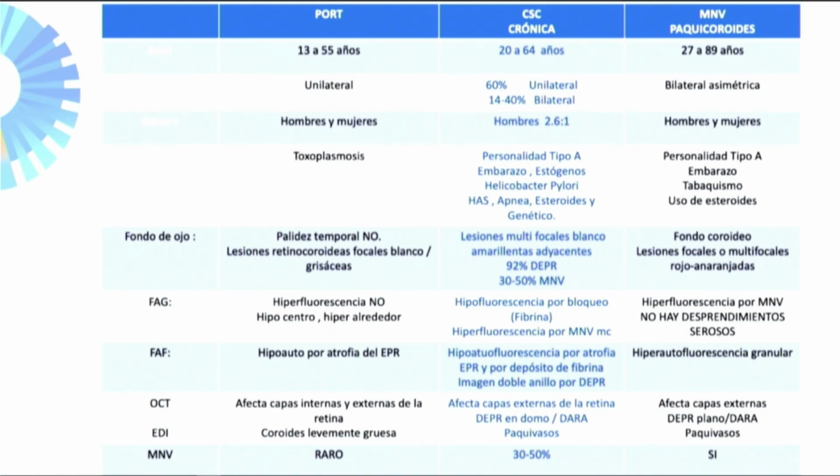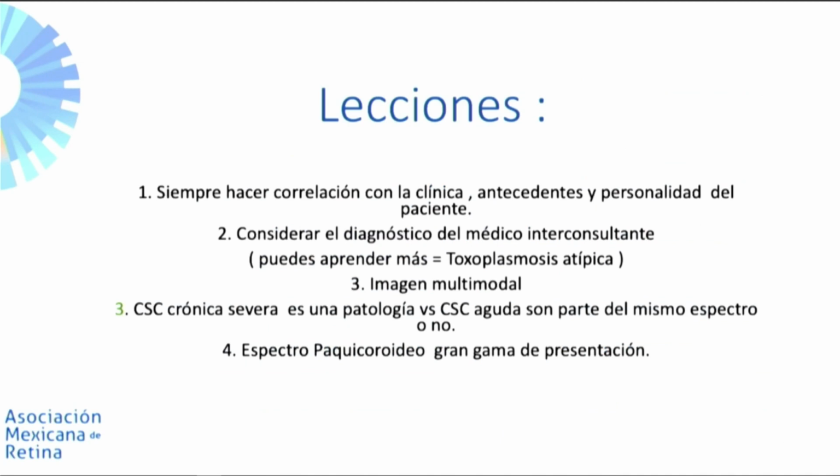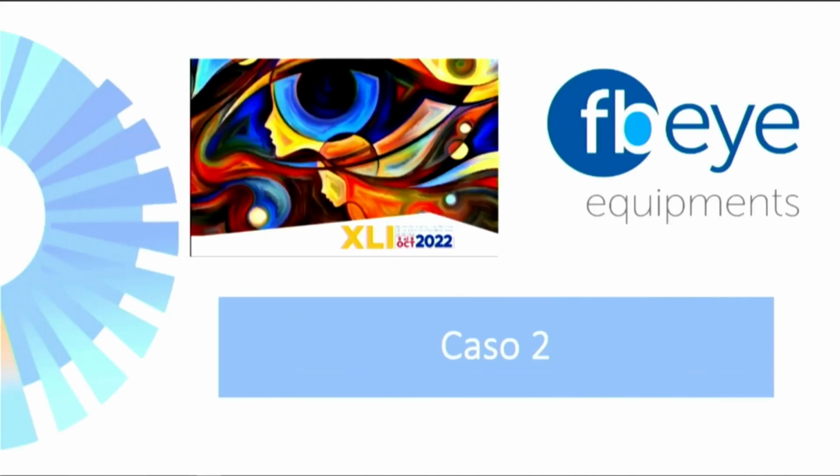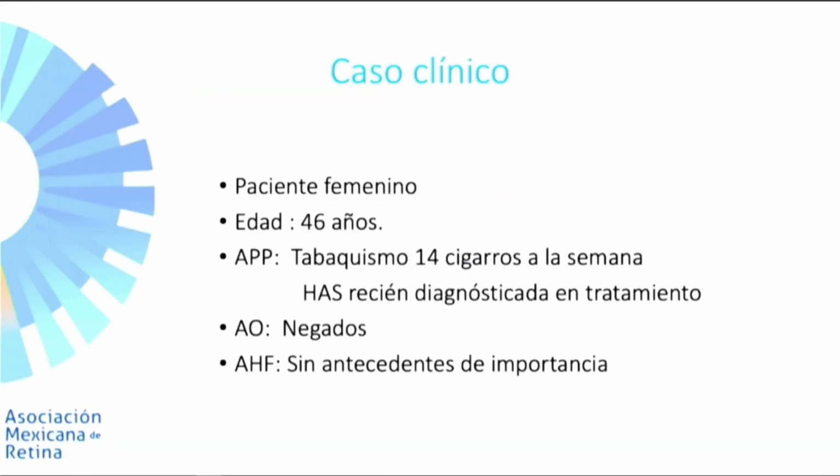So these are the three differential diagnoses, and this is neovasculopathy in the pachychoroid spectrum. And OCT, angio-OCT, and fluorangio are really helpful in us reaching a diagnosis, making treatments, and following up on patients quite well. These are my lessons in this case.